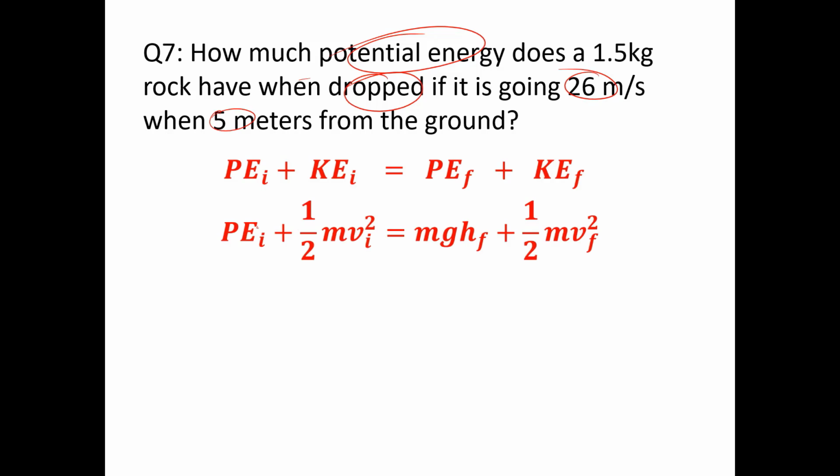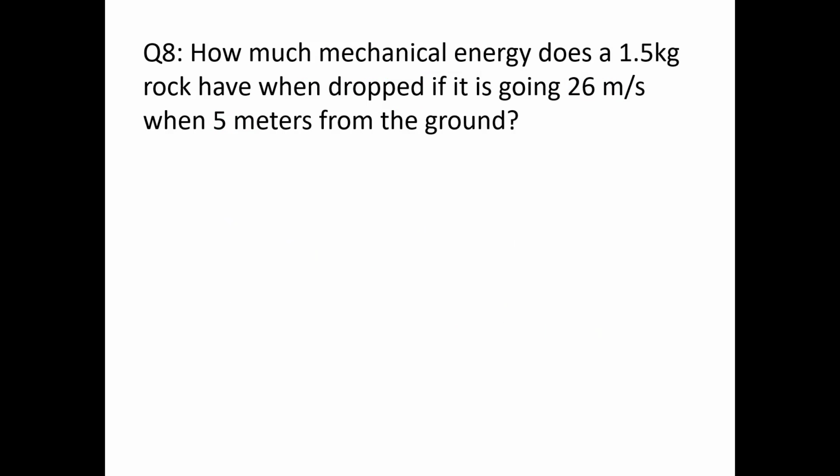So how much potential energy do you have when dropped? Since it's dropped, the velocity is going to be 0 initially. It is going to have a height right there at 5 meters, and it's going to have a velocity right there at 26 meters. So since that's 0, we cancel that out, and this is where we would start this equation. How much mechanical energy?